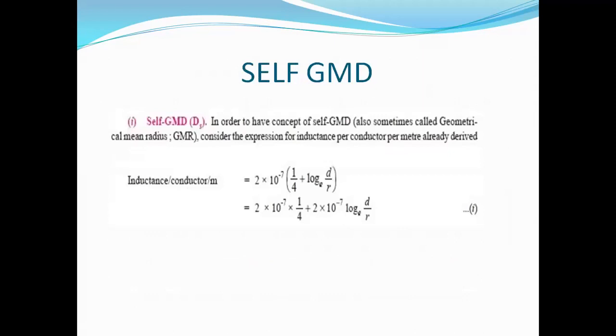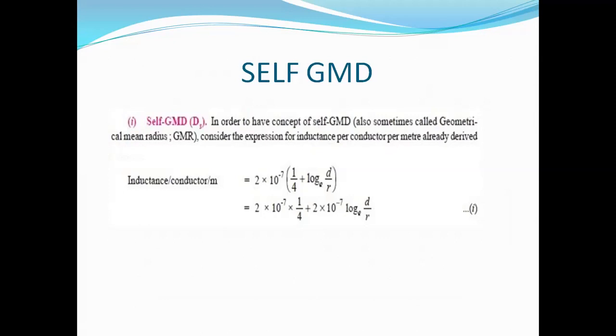Now let's talk about self GMD. Let me explain first. Self GMD is nothing but GMR. Just try to understand this. We already know from the last slide that self GMD is represented with Ds. In order to have the concept of self GMD, it is also sometimes called geometrical mean radius, GMR. So self GMD is sometimes called GMR.